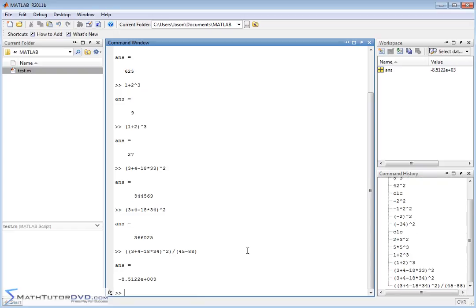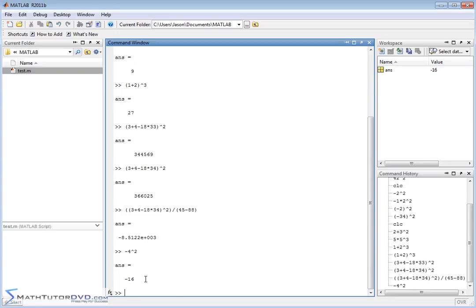So basically the bottom line is that it follows the rules of algebra. There's nothing really new here. You should all know this already. It's just that when you type everything in, you just need to be careful, especially when you do things like negative 4 to the second power. You expect a positive number, but it gives you a negative number. So make sure that you understand that.